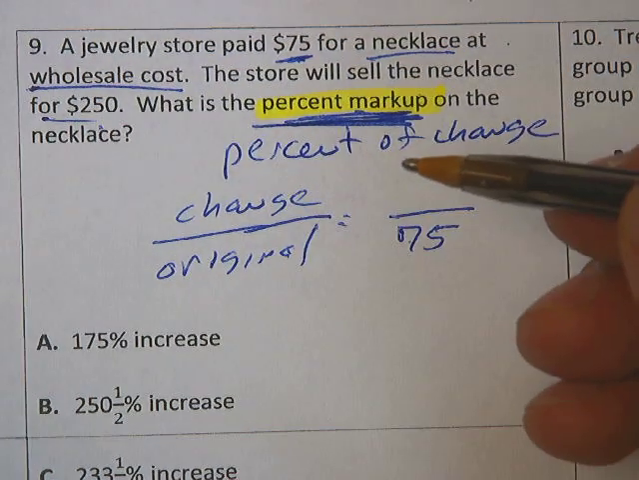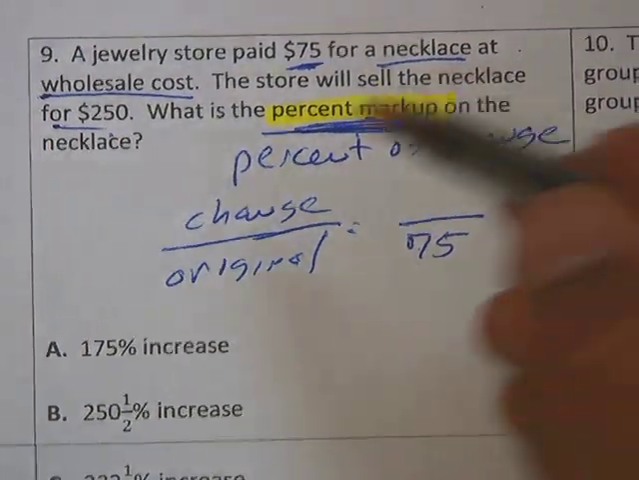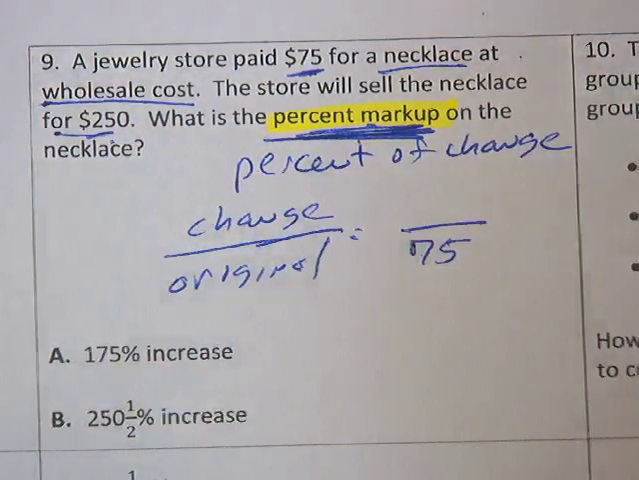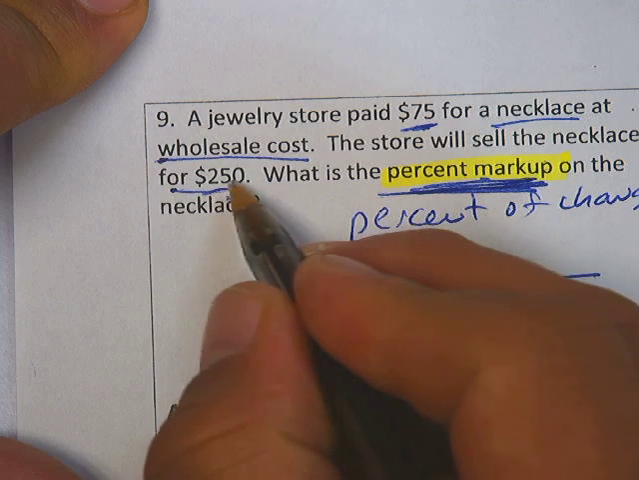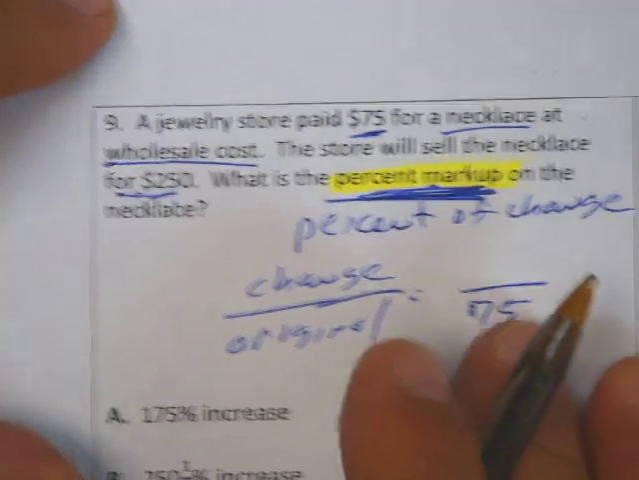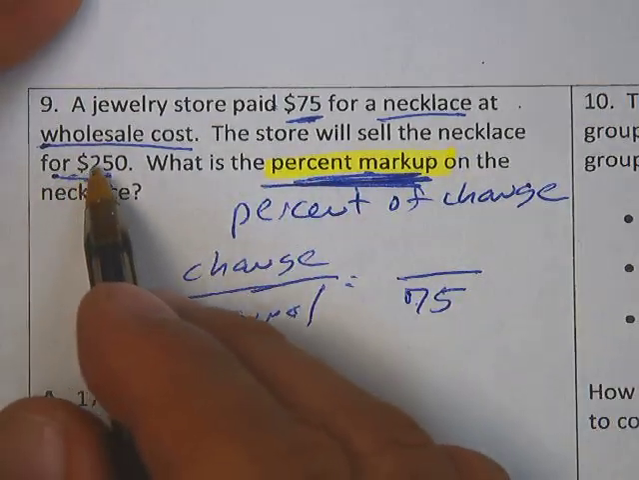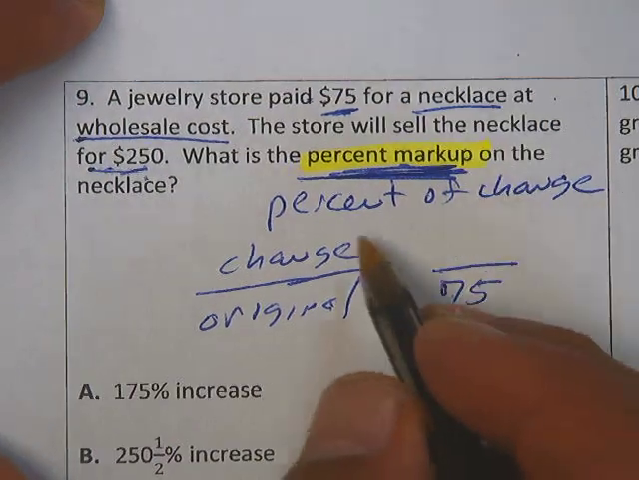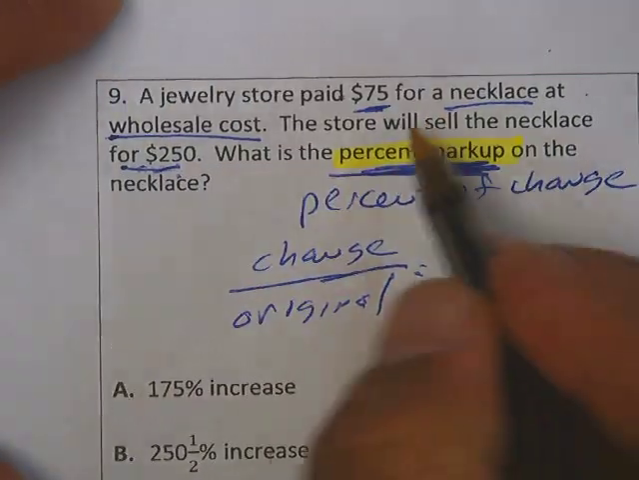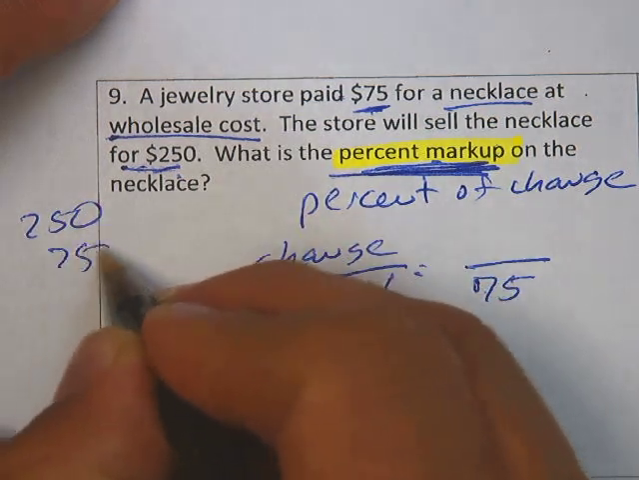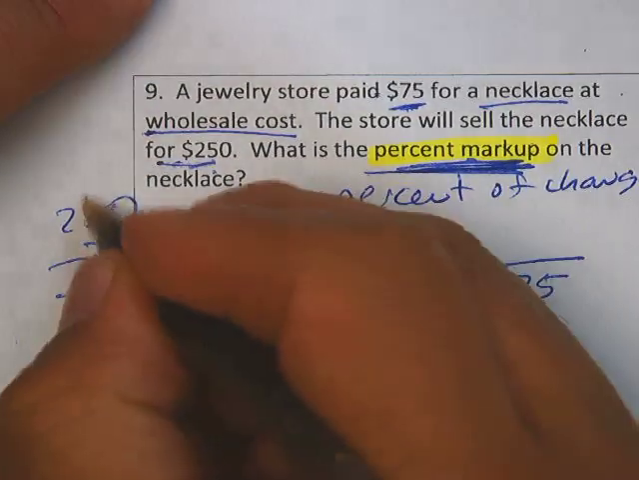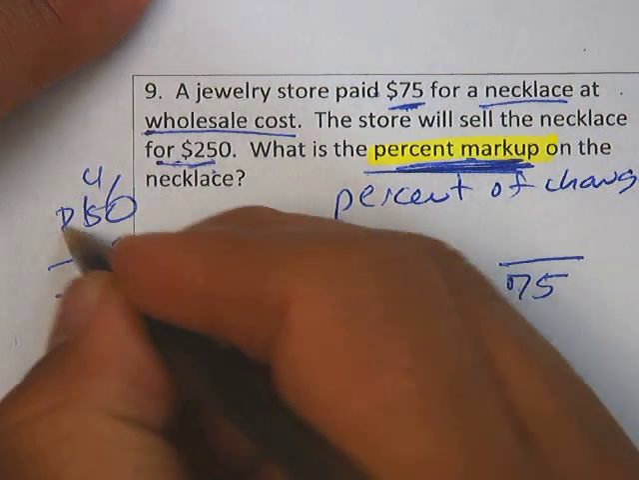Okay, so then what was the original? Okay, the store is going to sell it for $250, but that's not what the original cost. The original cost of the necklace is what the store paid. They paid $75. That means that's the original price. They're going to mark up. When you see this word markup, that means they're going to raise the price. Well, how much did they raise it? How much did they raise the price?